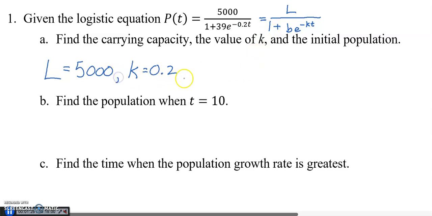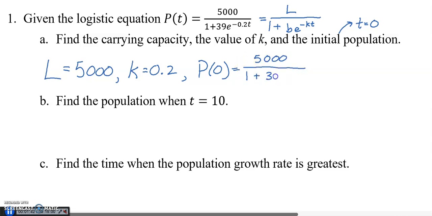And then finally, the initial population. Well, that's when t equals 0. Always think of t equals 0 when you see initial. And we can evaluate P when t equals 0. So 5,000 over 1 plus 39 times e raised to the 0. That's just 1, so that's 5,000 divided by 40. 5,000 divided by 40 is going to equal 125.